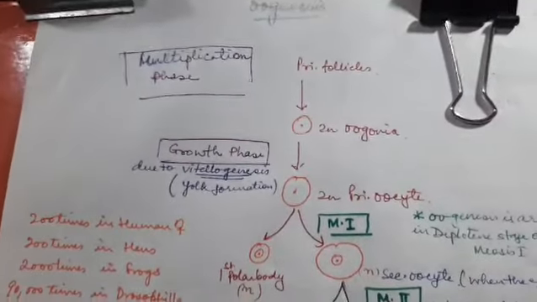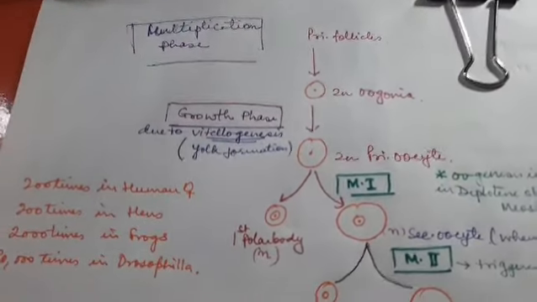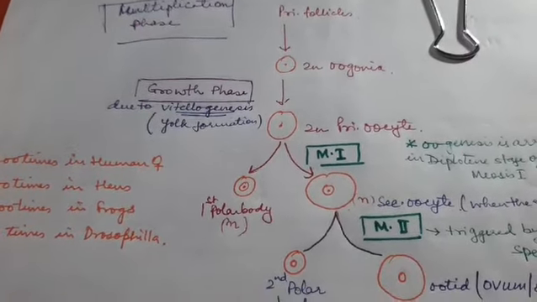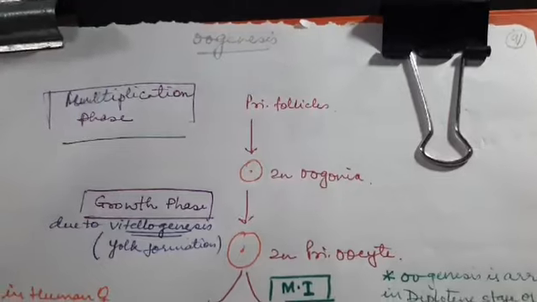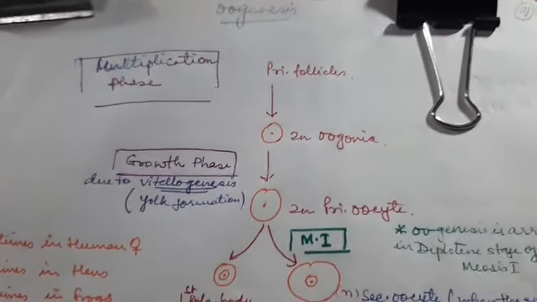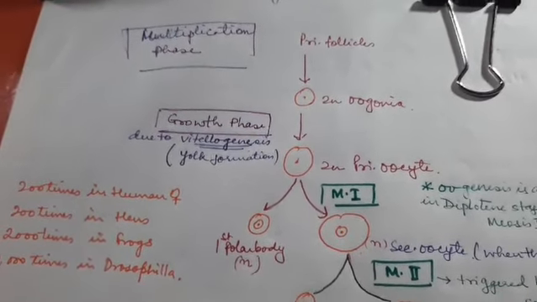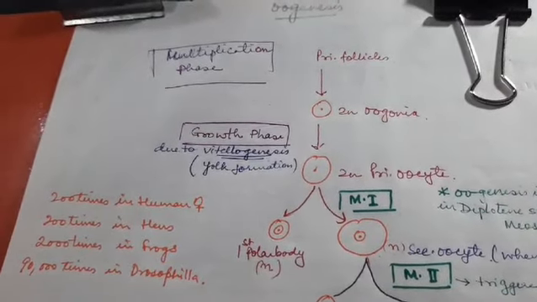This oogenesis is completed in 3 phases. The first phase is the multiplication phase, where the cells divide mitotically. Second is the growth phase, and the reason for growth here is vitellogenesis, that is yolk formation or yolk accumulation. Depending upon the yolk required, the size of the egg changes and it is different in different organisms. The third phase is the maturation phase, and here the meiotic division occurs.